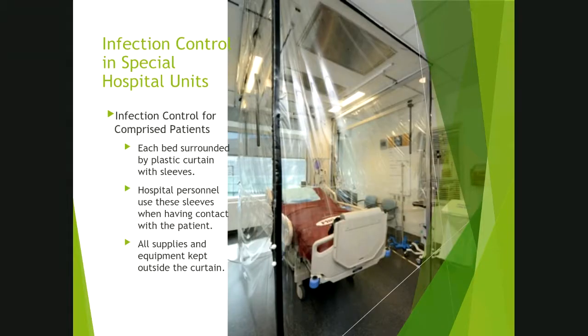So infection control for compromised patients. Each patient's bed is surrounded by a plastic curtain with sleeves. Hospital personnel use those sleeves to have contact with the patient. And all supplies and equipment are kept outside of the curtain. Keep in mind that when we draw burn patients, we may not actively be drawing them depending upon the degree and where the burns are at. They might have a special line put in to collect blood. Because of the lack of having that layer of protection, we could introduce an infection unknowingly.